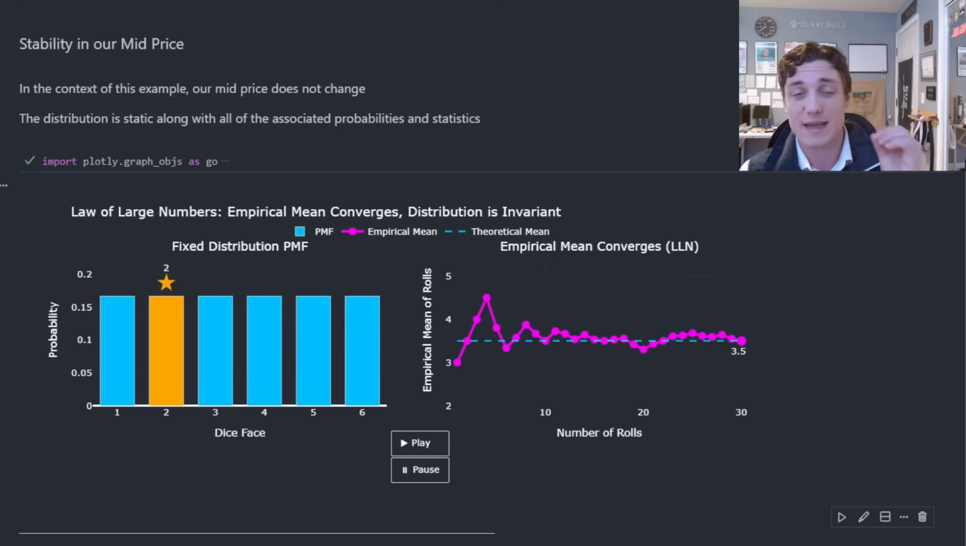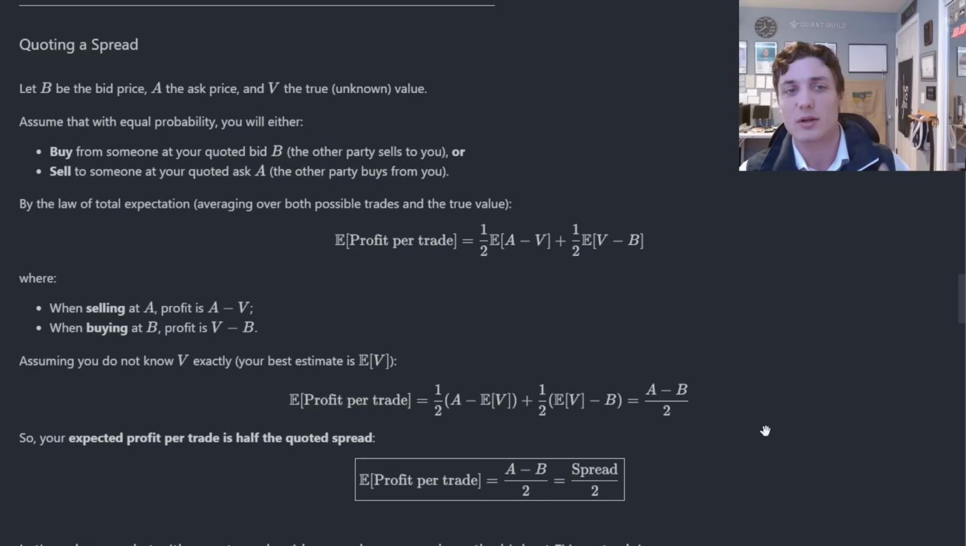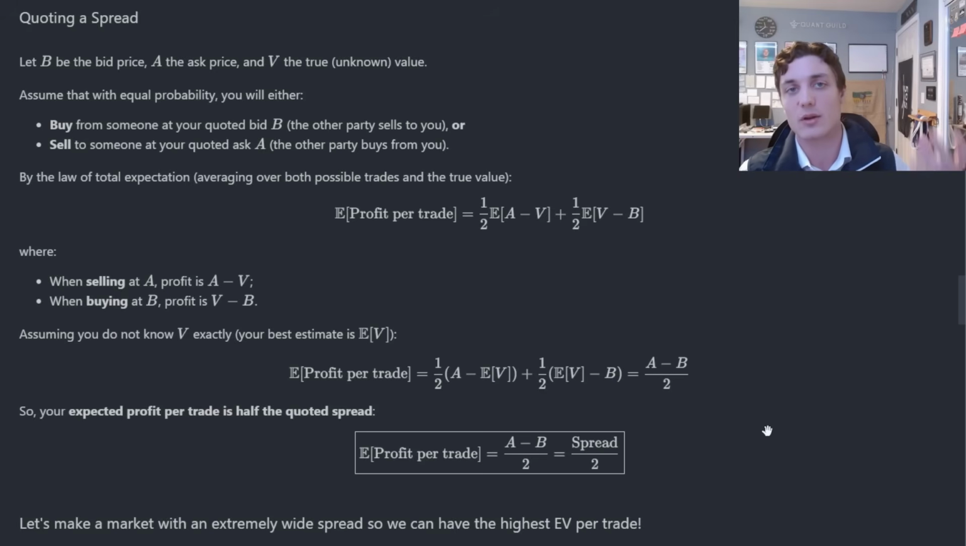Our goal now as a market maker is to quote a bid and an ask or offer around this mid price. So how do we do this in a way that we are certain statistically that we are going to accumulate wealth over a series of trades? Well, I'm going to apply the law of total expectation. I'm going to assume an equal volume on either side of the spread, and I can apply the expectation directly to the difference between the outcome of a dice roll and the price that we end up transacting at.